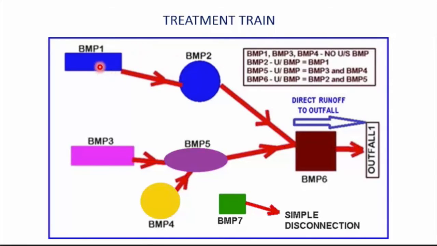Like I mentioned earlier, BMPs could be in series or in parallel, more than one BMP leading to one BMP, or the residual runoff from the upstream BMP is taken to the second BMP or the downstream BMP, and they will be accounted for in the net pollutant load reduction as well as the runoff volume reduction. Some BMPs might be a simple disconnection, and there could be some outfalls which receive direct runoff from offsite areas.